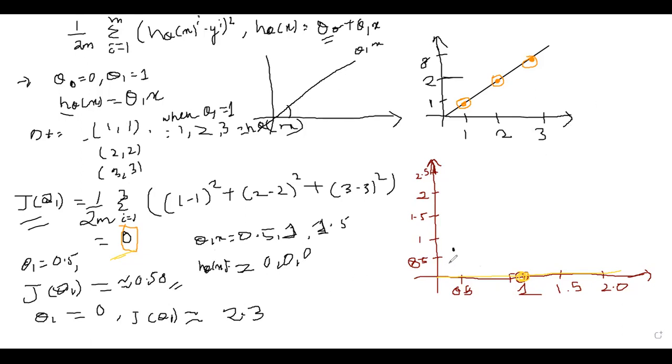That means when my theta 1 value is 0, my cost function is around 2.3. It will be around this point. Now if I join all these points, it will make a curve like this. Here, this is nothing but my global minima.